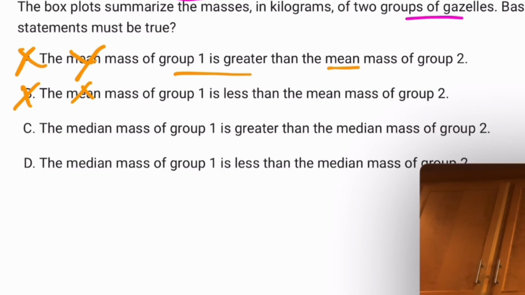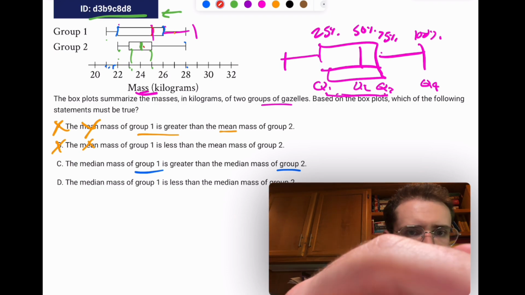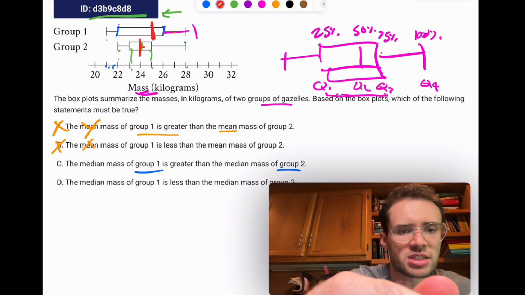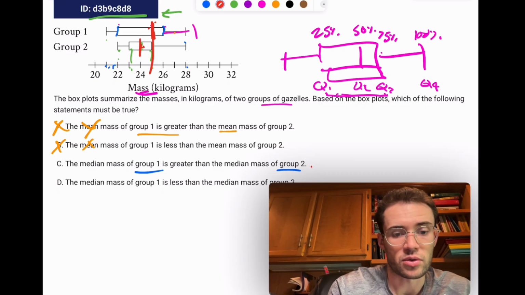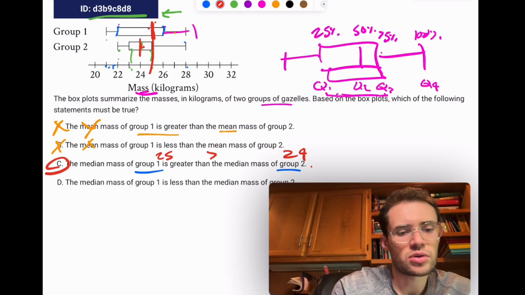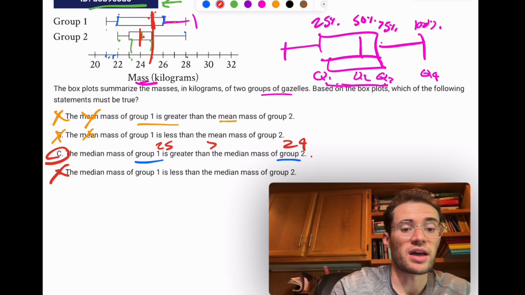The median mass of group 1 is greater than the median mass of group 2. So that is this line here, right? The middle of the box. The median for this one is 25, which is greater than 24, the median for group 2. So that would be true. The median mass of group 1 is less? No, 25 is not less than 24.